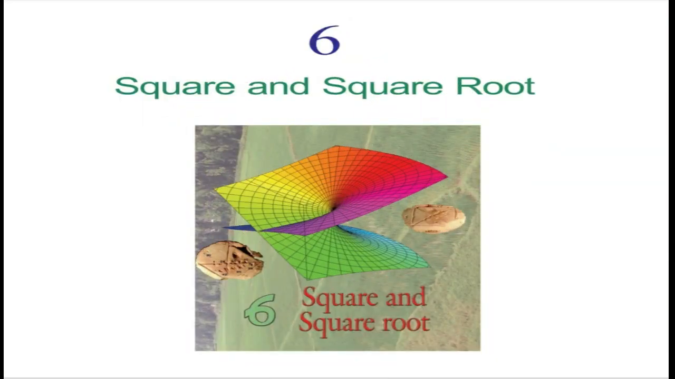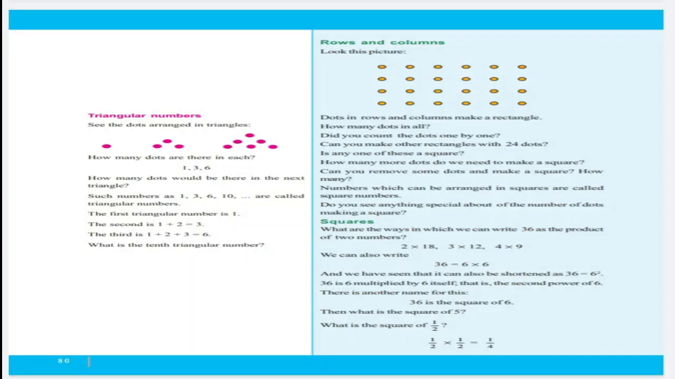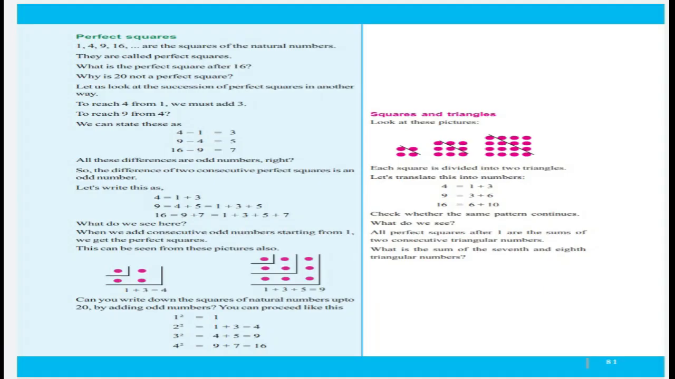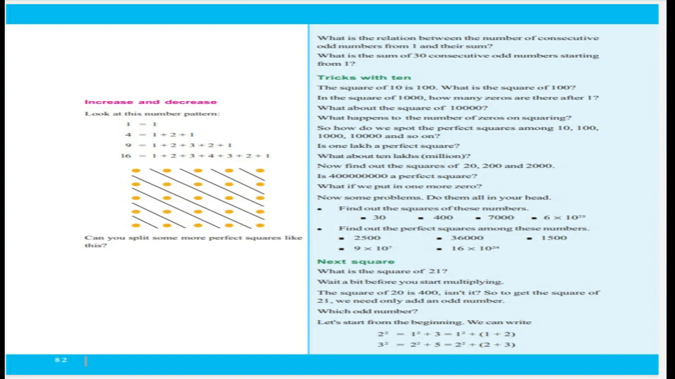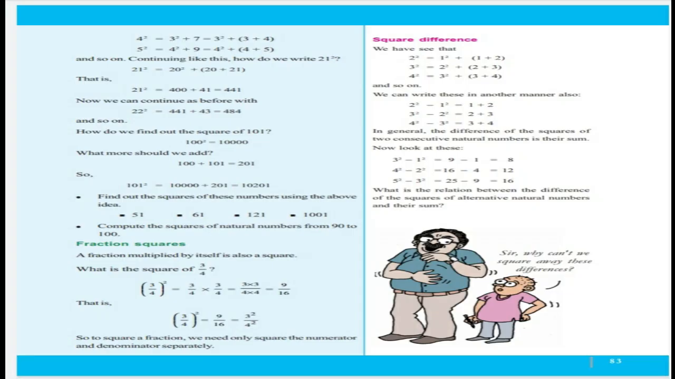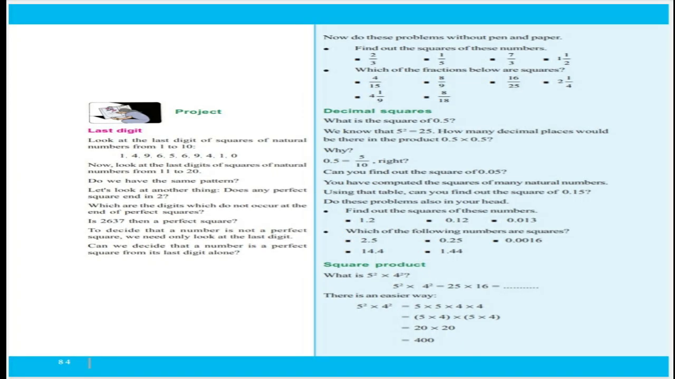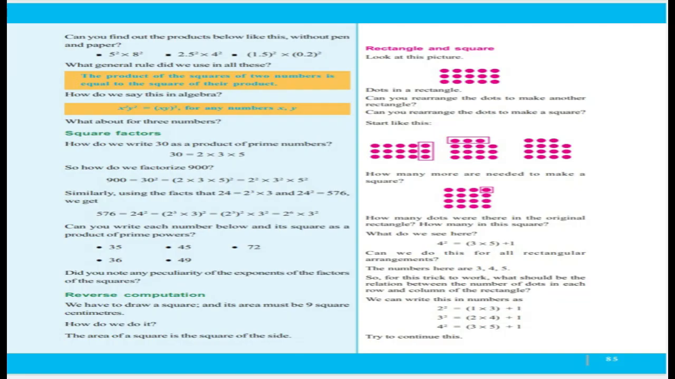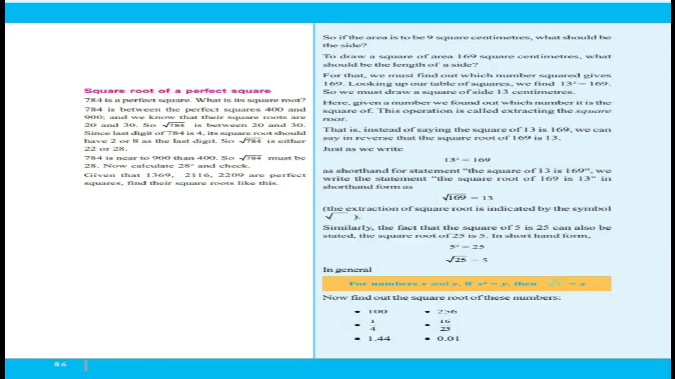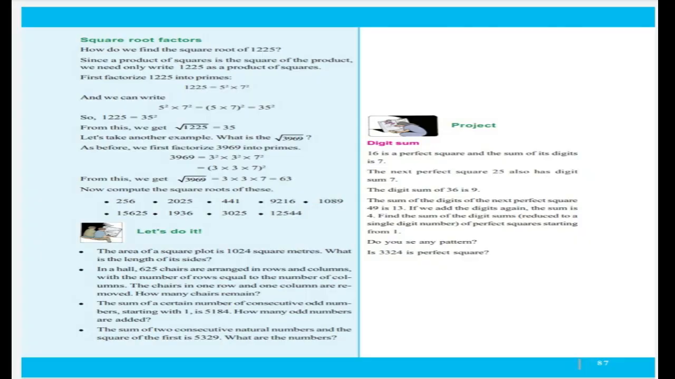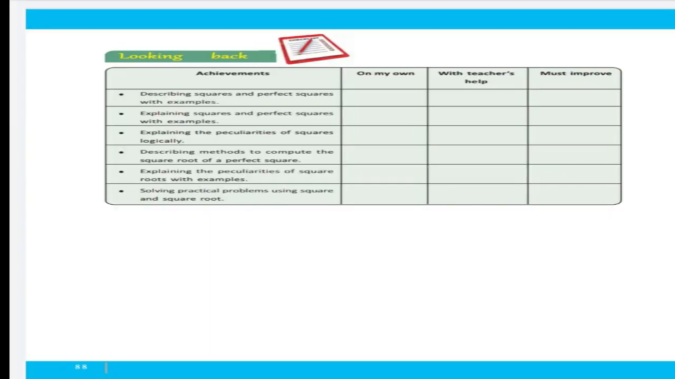Okay? Children, this is your 6th chapter, square and square root. This is page number 80, 81, 82, 83, 84, 85, 86, 87 and 88. This is your 6th chapter. Okay. Those who want, take screenshots for further reference.